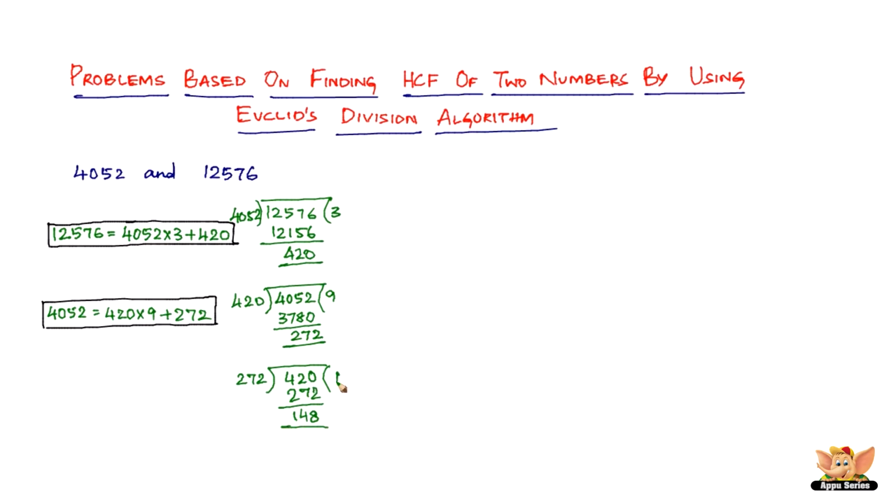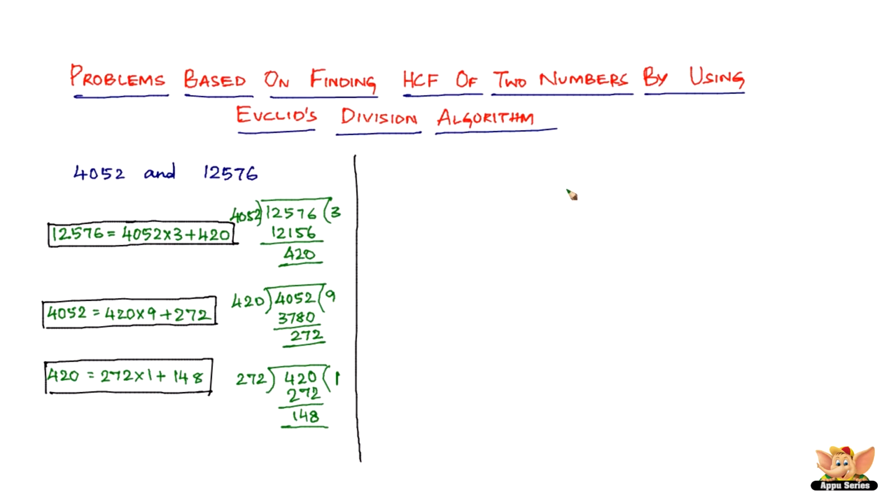So there is a remainder. We haven't found the HCF yet. So we've got 420 equals 272 times 1 plus 148. Here we are. The remainder becomes the divisor, 148, and the divisor becomes the dividend, 272. So 148 goes once in 272, so that gives us a remainder of 124. Now write the same thing. So 272 equals 148 times 1 plus 124.